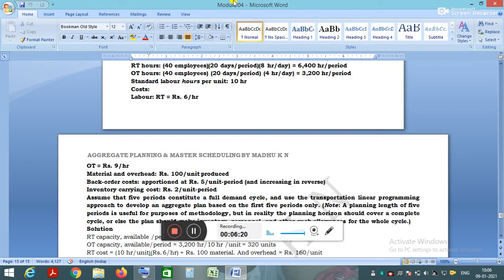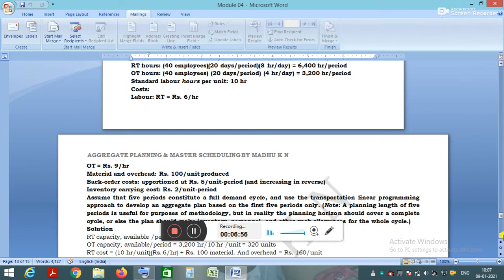Okay, he has given the data for 10 periods, but he asks us to solve the problem for 5 periods. You can see here, assume that 5 periods constitute a full demand cycle and use the transportation linear programming approach. Here we need to solve the problem by using the transportation model to develop an aggregate plan based on the first 5 periods only. He has given the data for 10 periods, but he asked us to solve the problem for 5 periods.